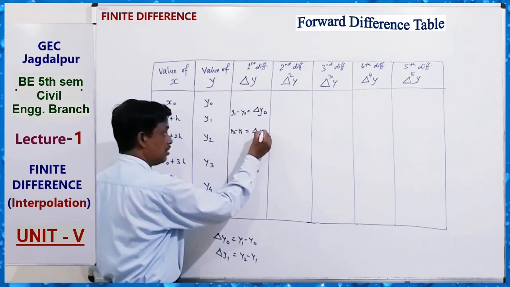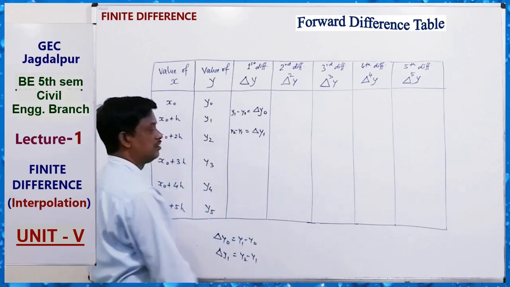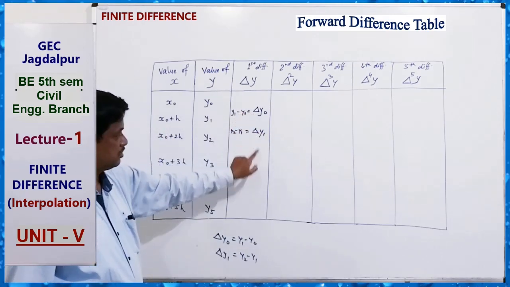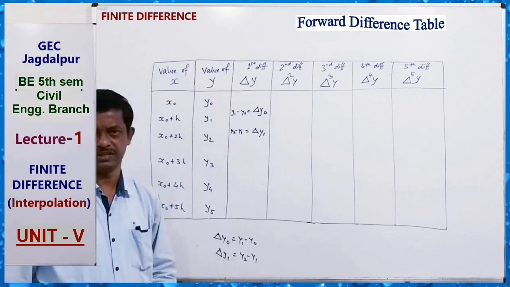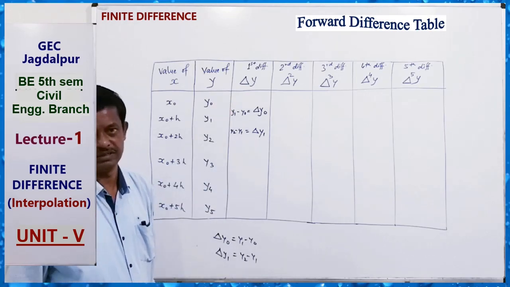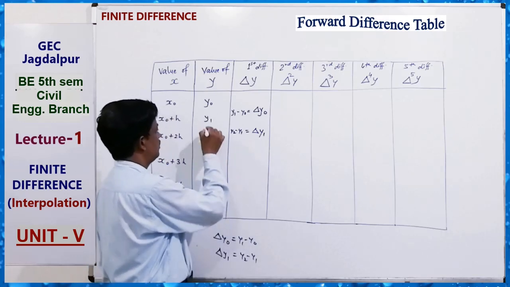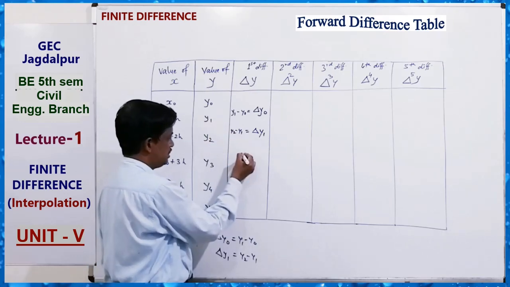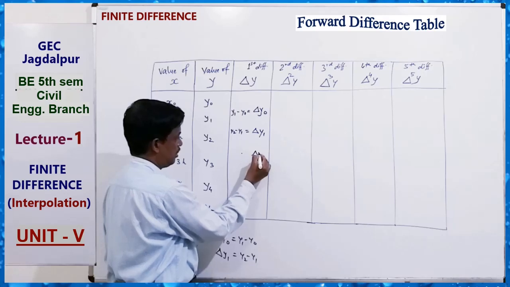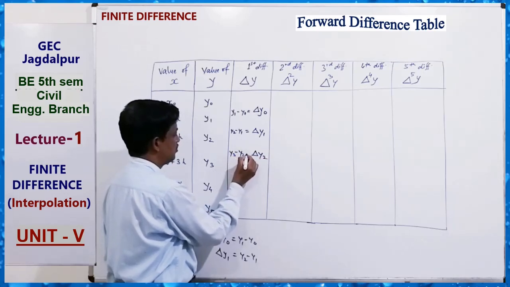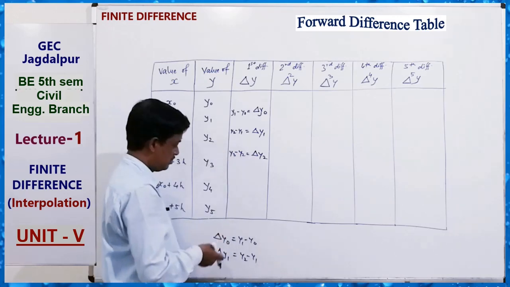First difference at 1. This is first difference also, all the first differences, but at different arguments. So this will be del y1, in between this here, right? Del y2: what? y3 minus y2. Just this minus this. Just subtract.